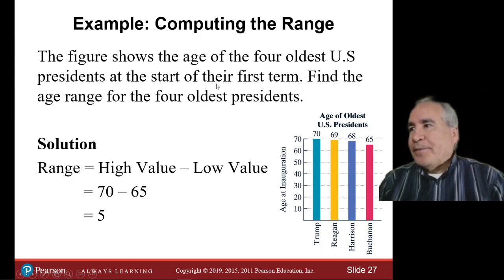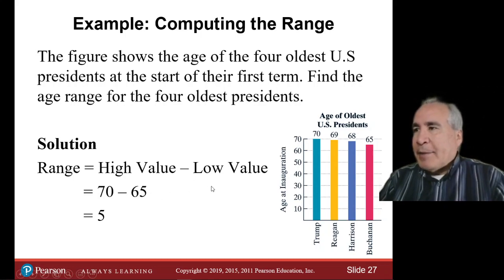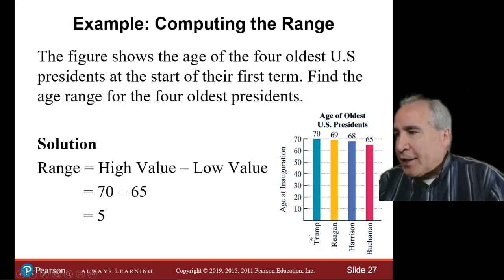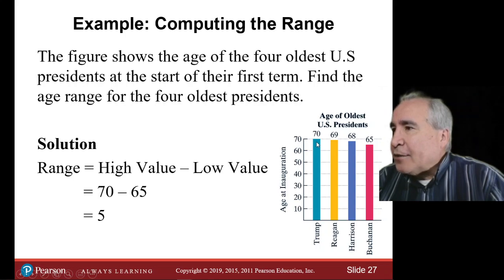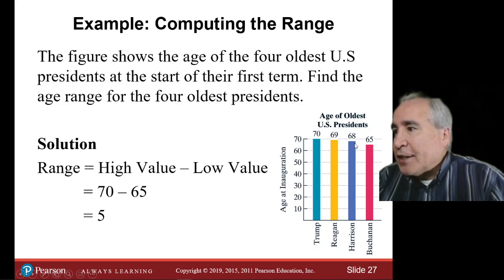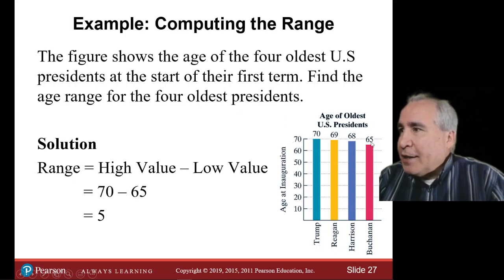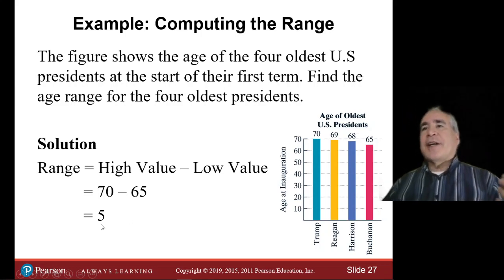Okay, so computing the range again, take the high minus the low. So here we go. What is this? Age of oldest U.S. presidents. So we had Trump, who was 70 when he became president, Reagan 69, Harrison was 68, and Buchanan was 65. These are when they were inaugurated, the four oldest presidents at the time. So 70 minus 65 is 5 years. So there's a range of 5 years between the oldest four.